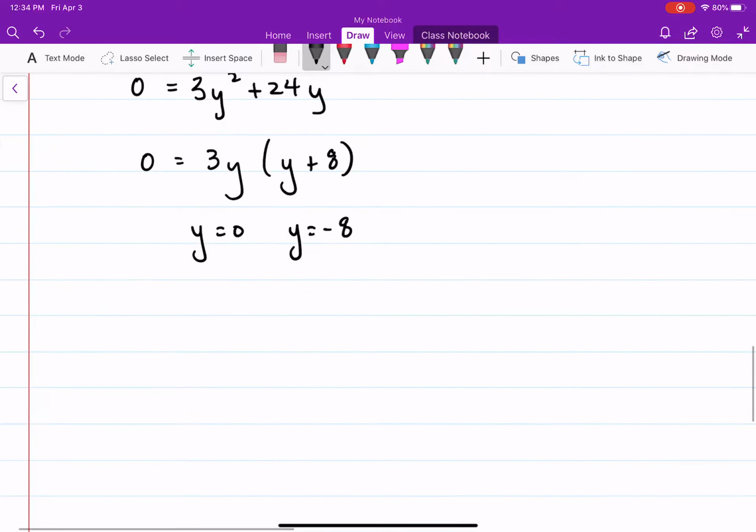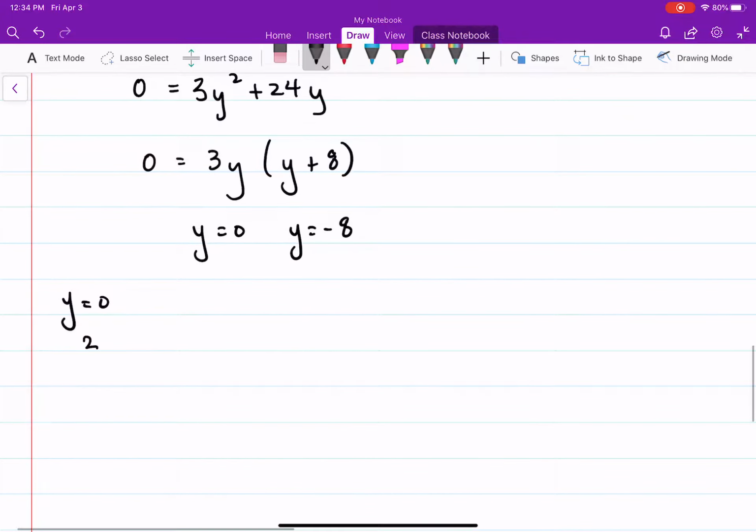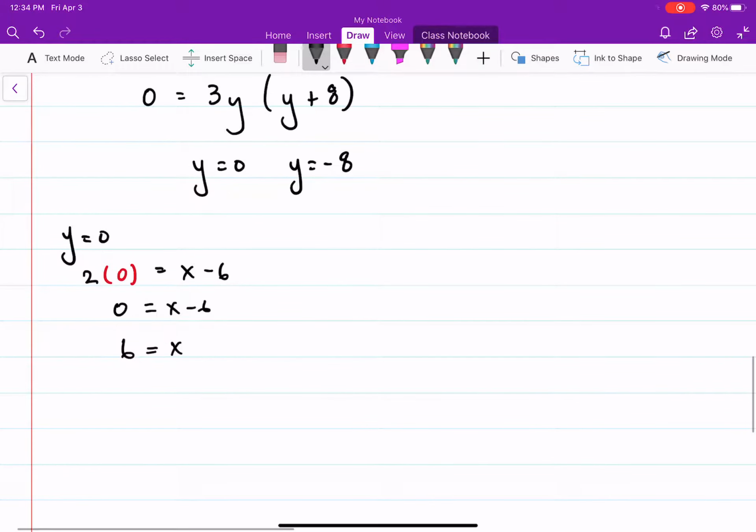All right, so when y is equal to 0, what do I have? I get 2 times y is equal to x minus 6. Okay, so let's see. I got 0 is equal to x minus 6. Bring the 6 over to the left side, so I got x is equal to positive 6. So this point right here is going to give me 6 comma 0.